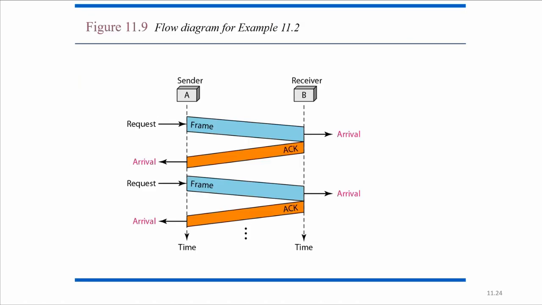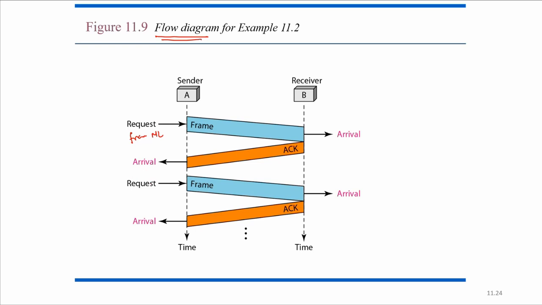So here the flow diagram is given. If there is a request from the network layer, the data link layer will get the data, then frame it, then send the frame. After sending the frame, there will be an arrival notification at the physical layer that will activate the data link layer. Then it will accept the frame, send the frame to the network layer, and then send a new frame, that is the acknowledgement frame, to the sender side. If the acknowledgement arrives here, then a new request will be made by the network layer.